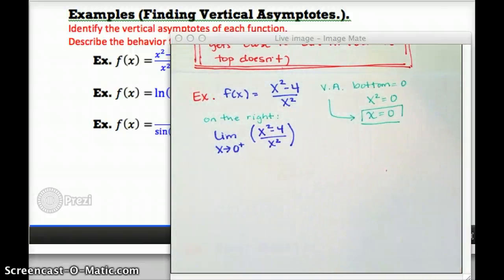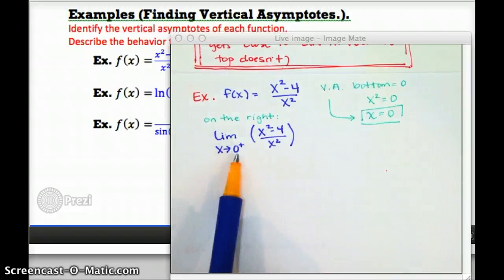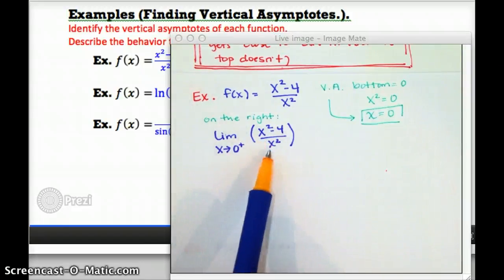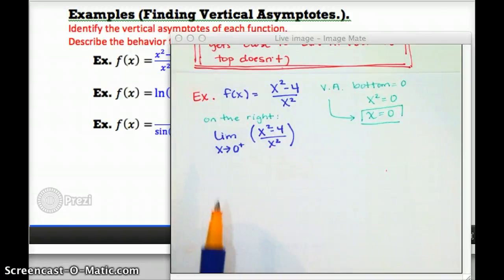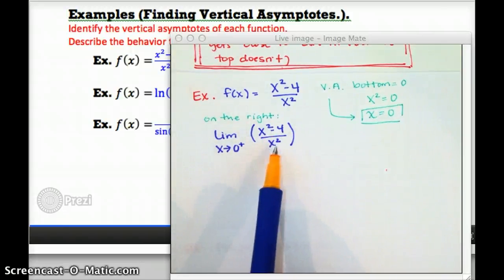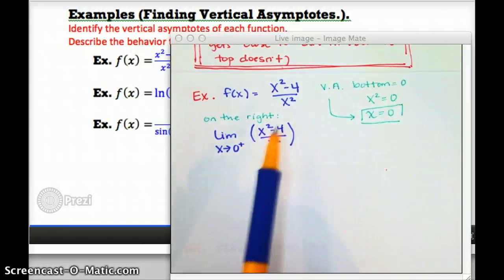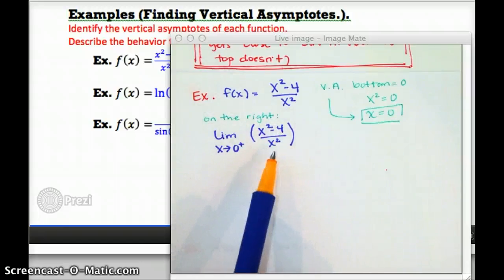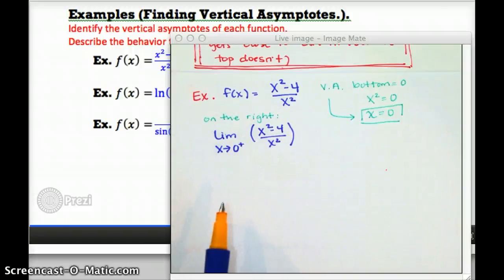If you used the instinct ideas that we talked about in class today, when we plug very small positive numbers into the top and the bottom, x squared on both the top and the bottom are going to turn into really small positive decimals. And so we're going to have something like -4 over a very small decimal. So my instinct is that this is probably going to equal negative infinity. Now, unfortunately, instincts aren't the same thing as proof, so here's how you can prove it.